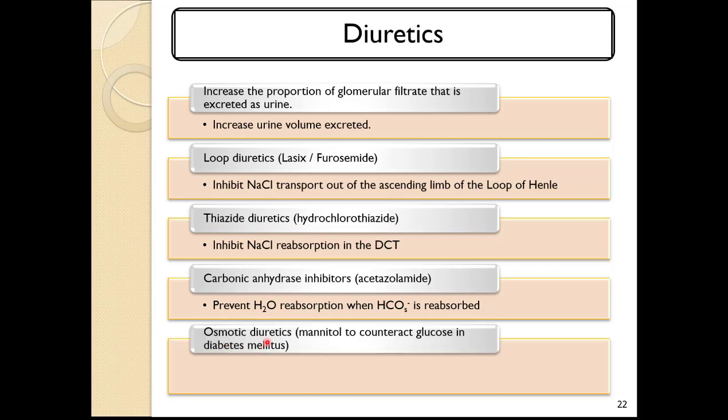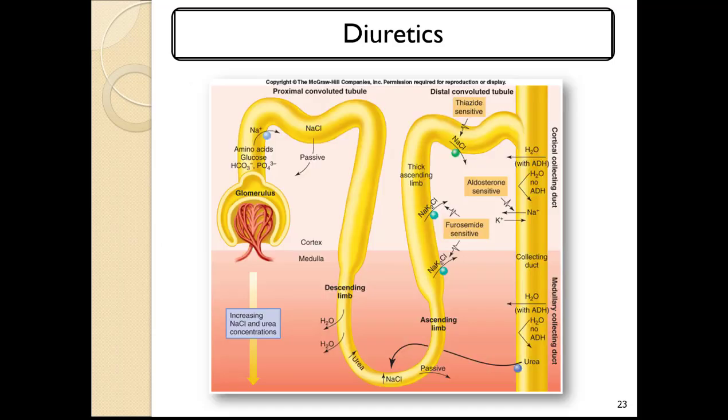And then the final one are osmotic diuretics. These include things like these types of sugars like mannitol that counteract glucose and diabetes mellitus. So for instance, somebody who is diabetic, part of the problem with being a diabetic is that you wind up with a bunch of glucose in your urine, and that glucose is then going to attract water to it. And so essentially you can use mannitol as a diuretic in order to offset this.